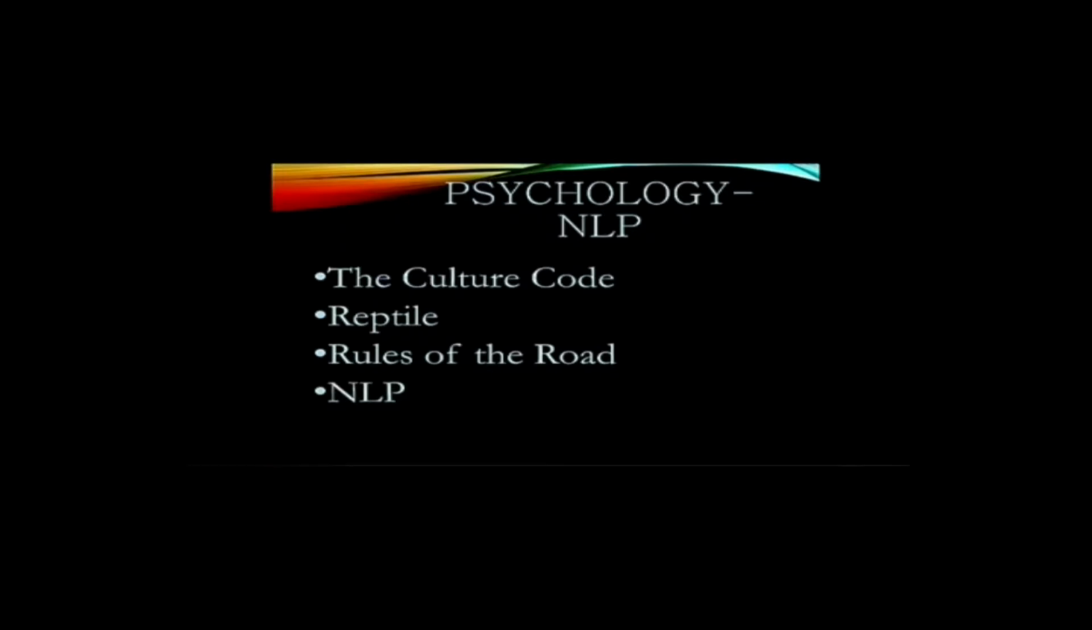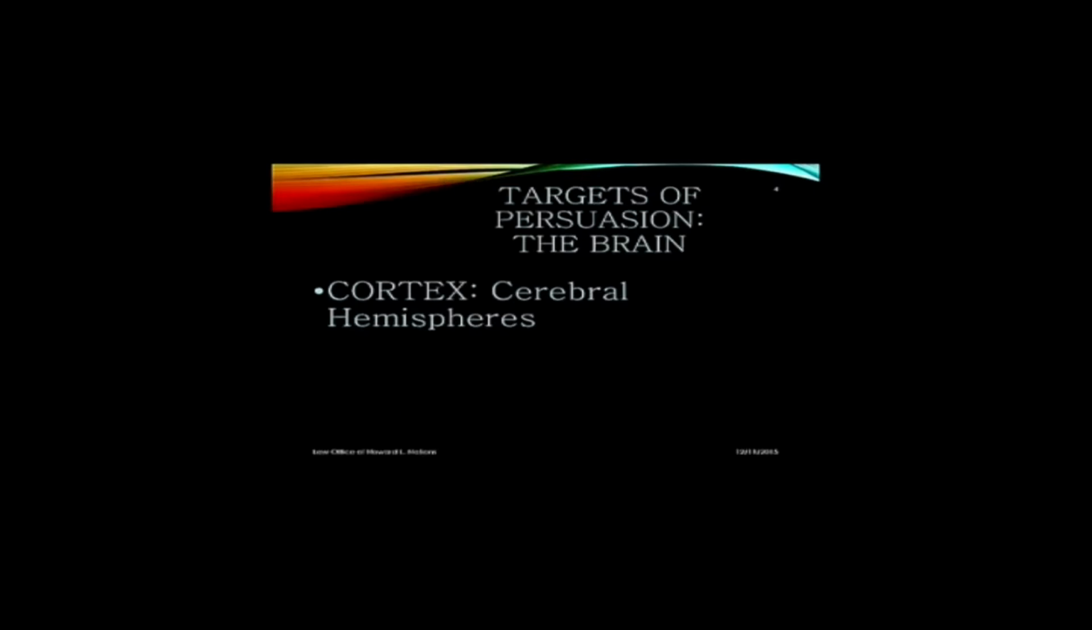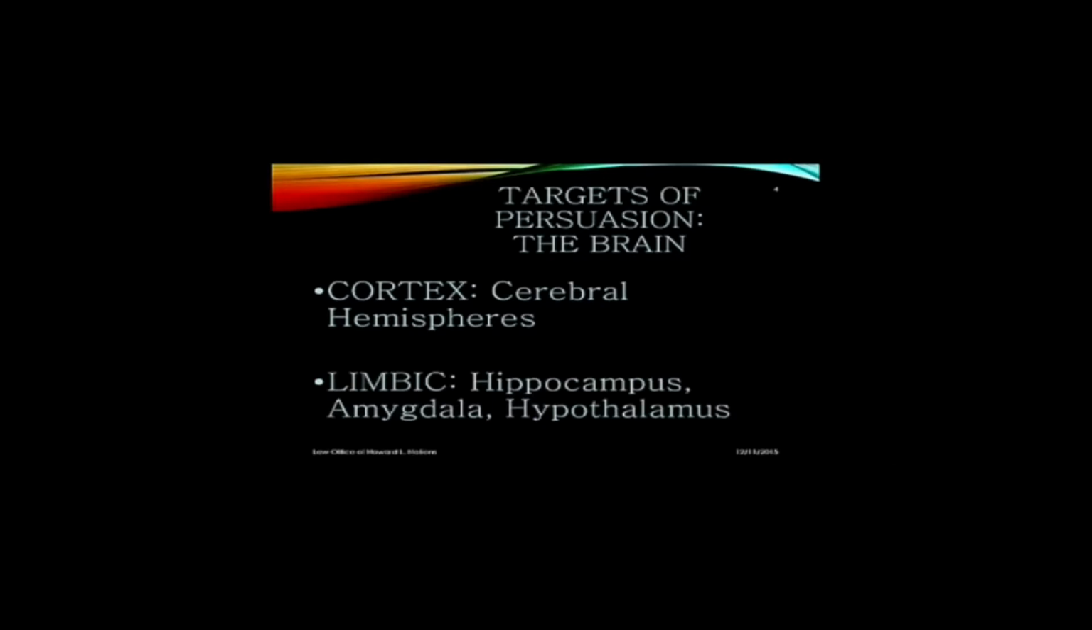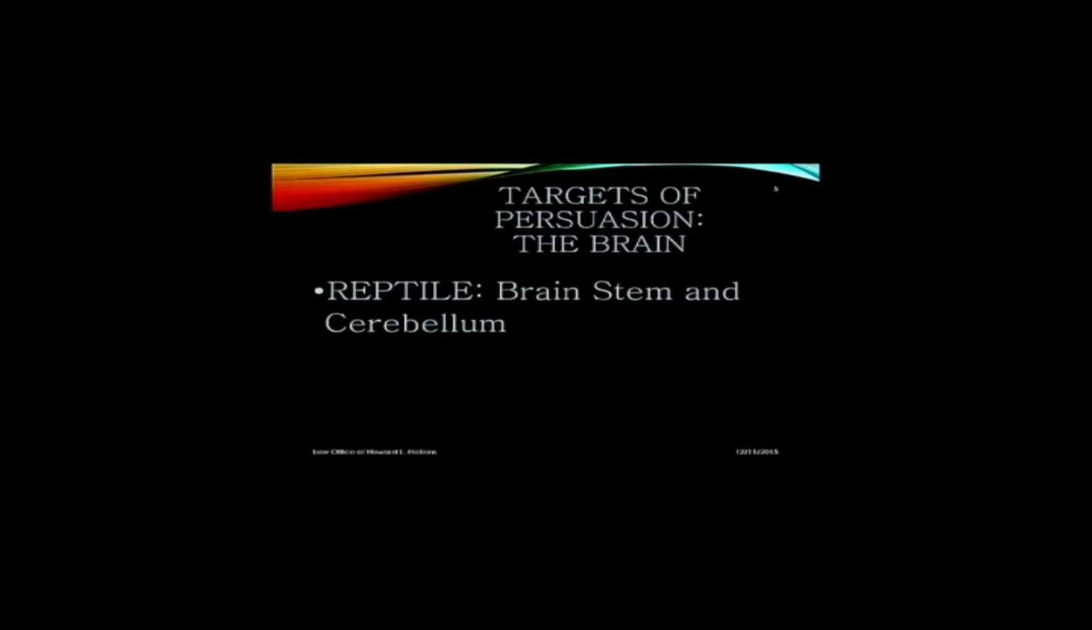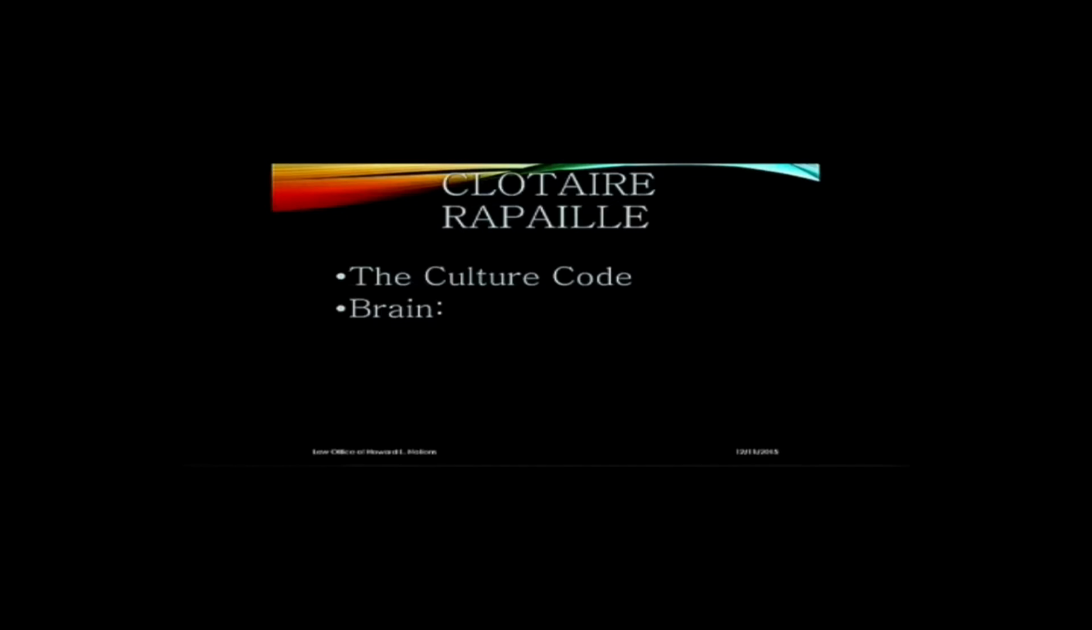They delve into the brain and into the parts of the brain and how we persuade and how the decision-making process takes place in the brain. Now, you have the cerebral hemispheres and the cortex. You have the limbic, which is the hippocampus, as you can see. And then you have the reptile. Now, the brainstem and the cerebellum.